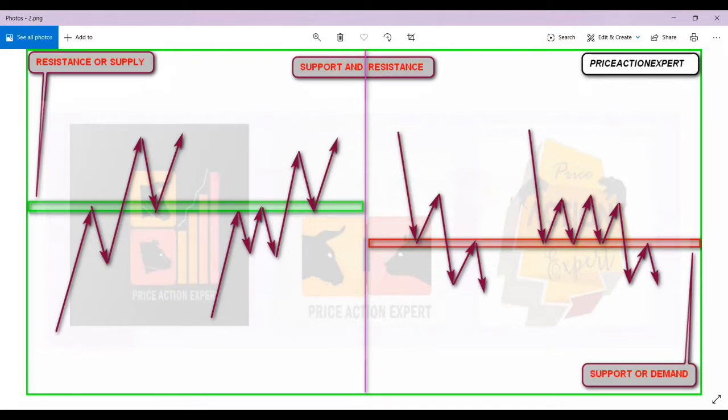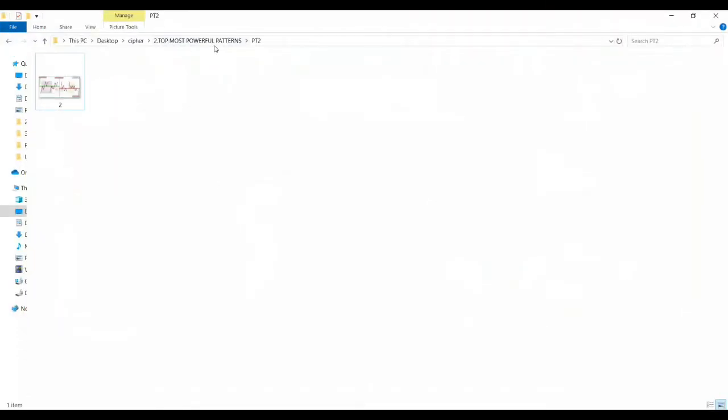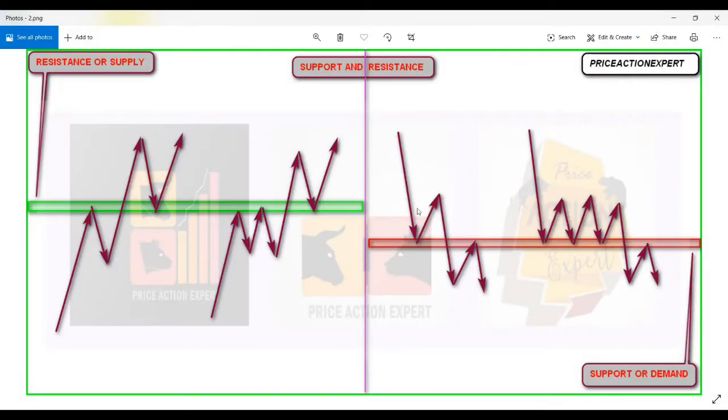Okay, this is pattern 2. As you can see here, this is the buy trend, this is the sell trend. I mean, the left side is the buy trend, the right side is the sell trend, as I have mentioned in my previous video. See, the same is here.